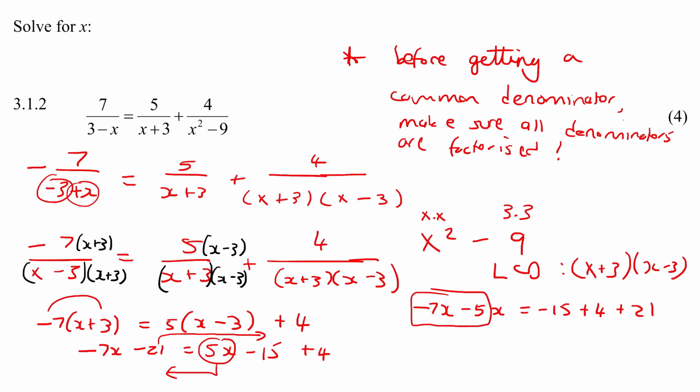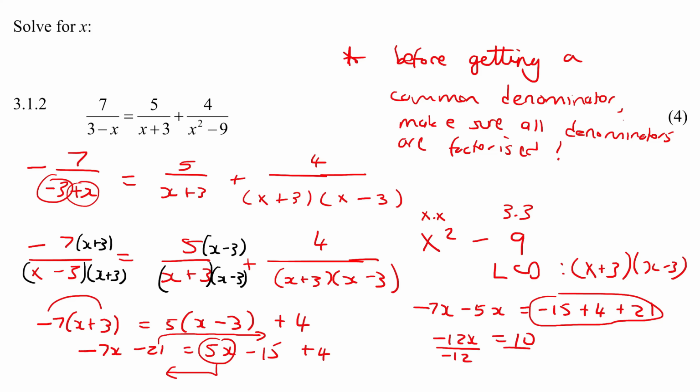You can put this in the calculator, but it should give you negative 12x. This would give us, let's go pop that on the calculator. Kevin's lazy today. 10. And so to get x alone, you would divide both sides by negative 12. And so x would be negative 5 over 6.